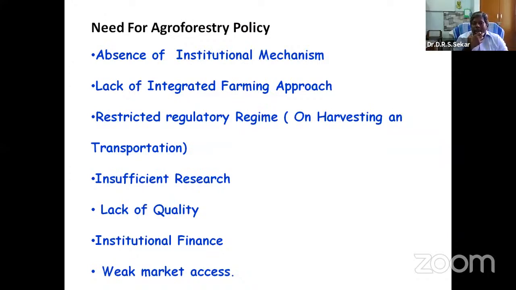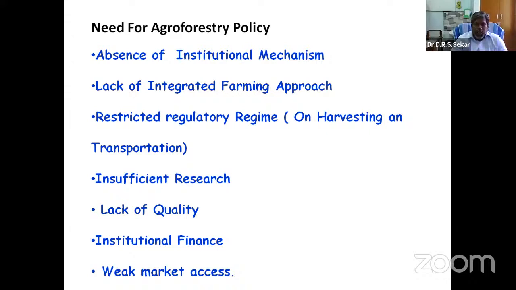What is the need for an agroforestry policy? Let's understand why it suddenly came into existence. Primarily, the absence of an institutional mechanism and the lack of an integrated farming approach. Though we have models here and there, integration is required, along with a restricted regulatory regime. There are a lot of hardships for farmers who get into tree growing. At the time of harvesting, they find a lot of issues, particularly with transportation and getting the transit permit.